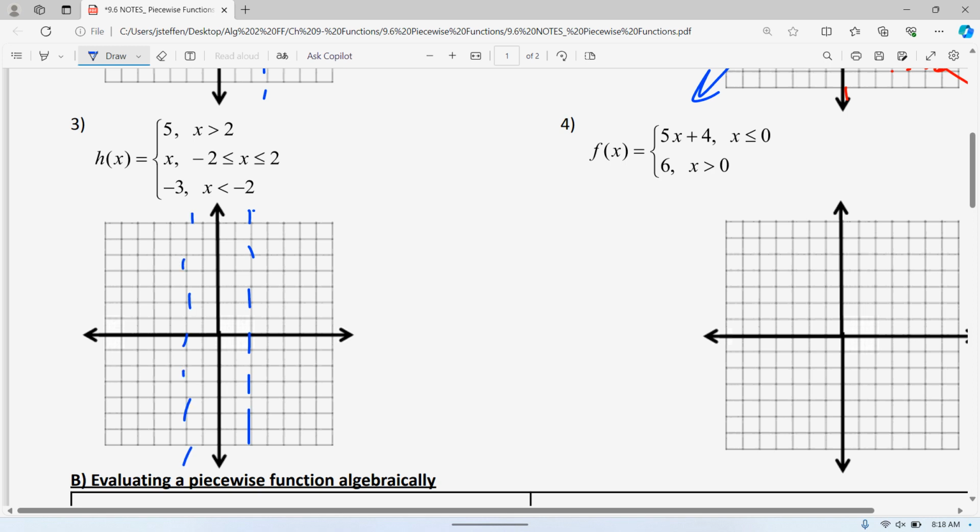The reason it's called a piecewise function is because all of these functions, you're just graphing a piece of them. So the first one, we graph if it's bigger than 2. So bigger than 2 is over here. That's going to be the 5. Between -2 and 2, that's going to be the middle here. And then if it is over here on the left, this last one is on the left, the middle, and this top one is over here on the right.